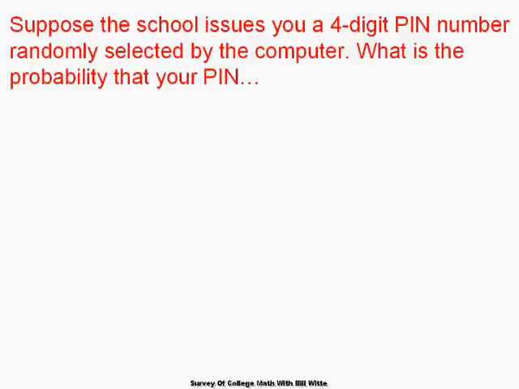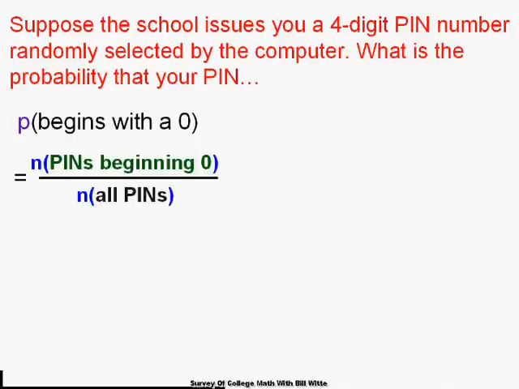Let's try another interesting one. Suppose the school issues you a 4-digit PIN number, and it's just completely randomly selected by the computer. Some people get interesting PINs. Some people get 1, 2, 3, 4. Some people get 4, 4, 4, 4, etc. Just completely random. I wonder what the probability is that your number will begin with a 0. Well, let's calculate. We have to count the number of all PINs, and we'll have to count the number that begin with 0. I'm going to use the multiplication principle again here.